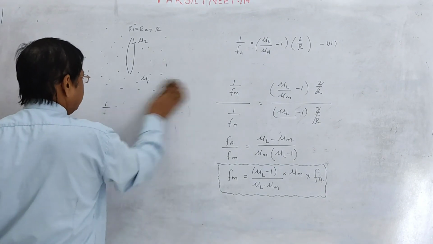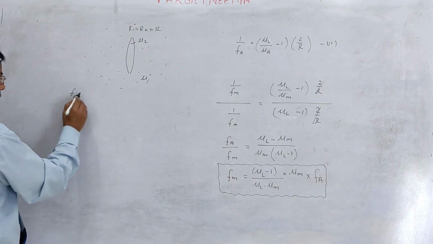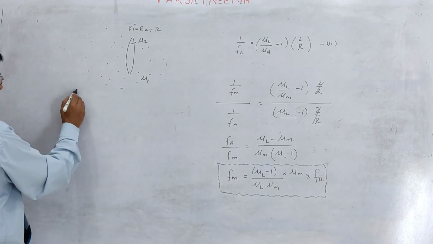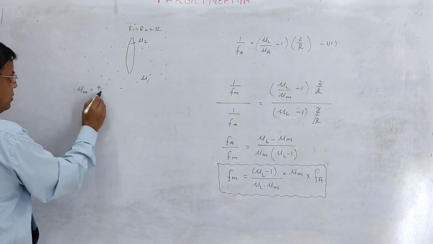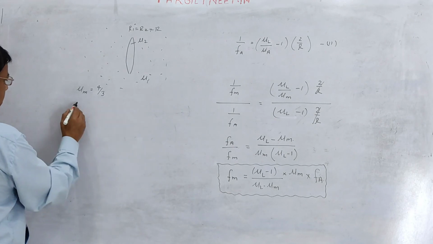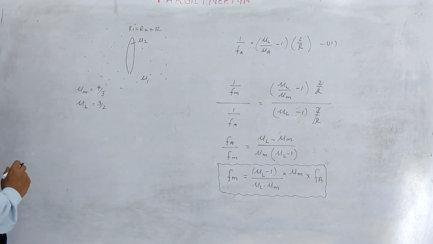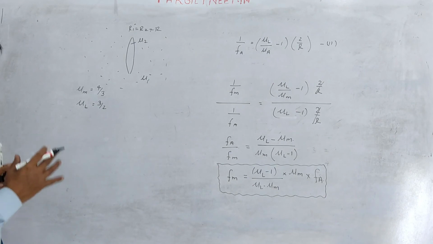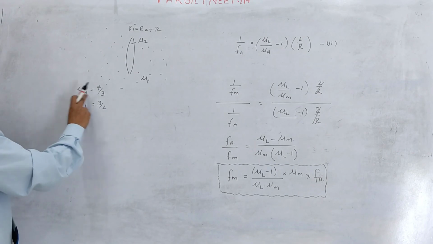Suppose I take example in which focal length in air is suppose 20 centimeter, and suppose medium is water whose refractive index is 4/3 and refractive index of lens material is 3/2. So if I put these two refractive indices in this formula, we are going to get a relation between focal length in water and focal length in air. Now in this particular example, medium is water.